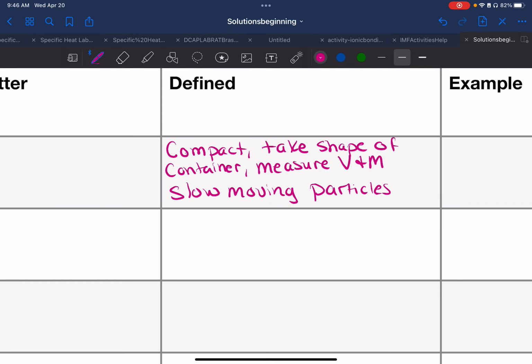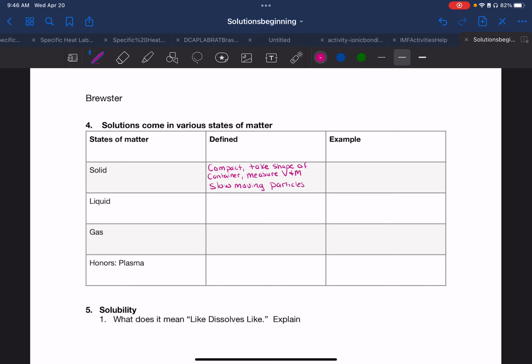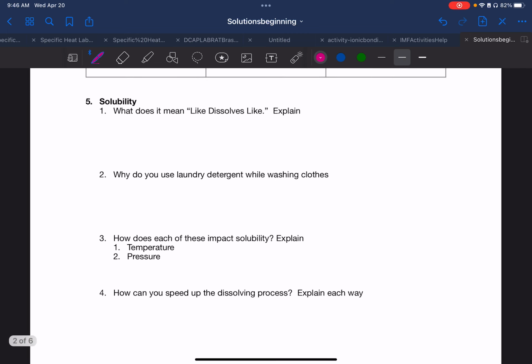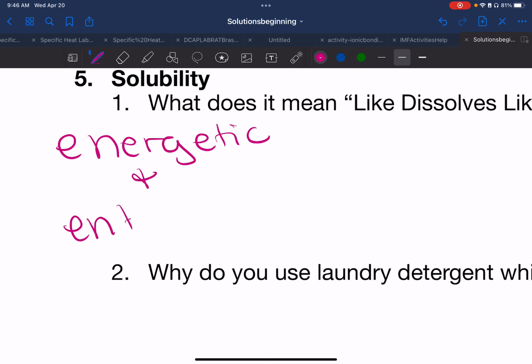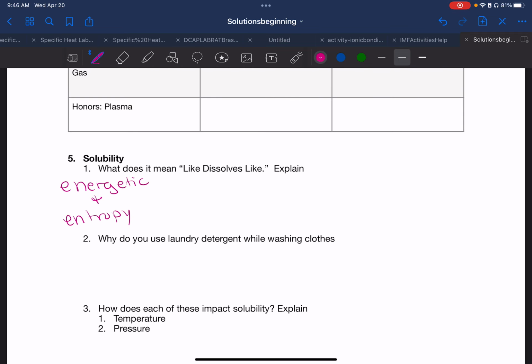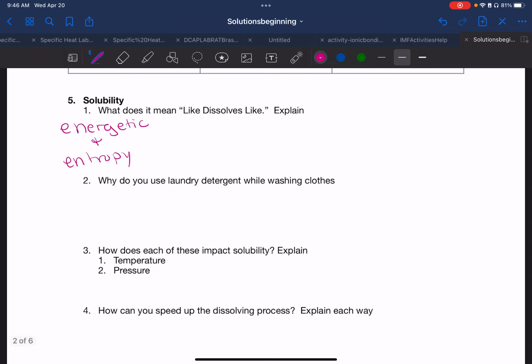So that's some things I want you to think about as you're working through these, as you go back over your states of matter, your solid, liquid, and gas. And then honors, you also need to look at plasma. Then you have these questions over solubility. What does it mean? Like dissolves like. There's a TED Ed video that I'm putting up in the folder that actually talks about that. And he's going to talk about the two components of why things dissolve, and it's energetic and then entropy. And you need to find out what he means by that. He has a great analogy, breaks it up into it, and hopefully it'll make a lot of sense. You know, like dissolves like you've seen in the real world.